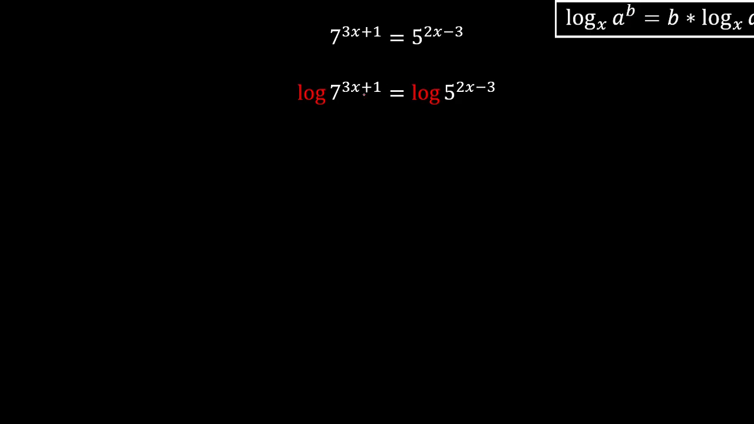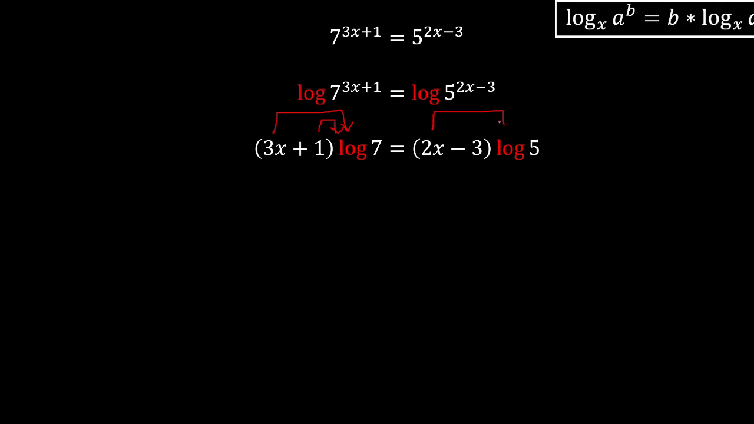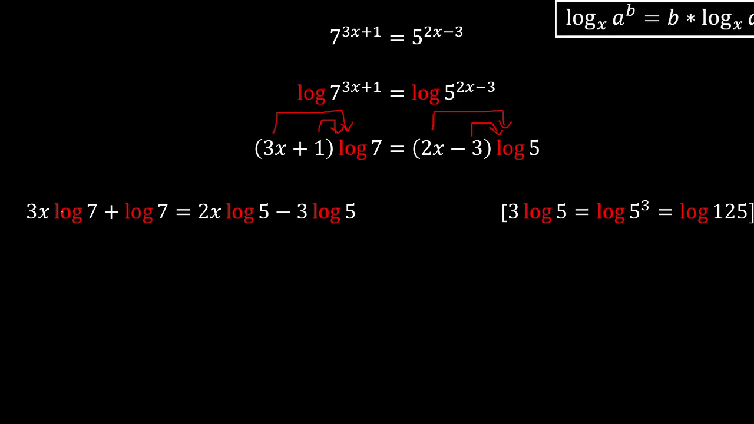And using this property right here, we can see that a is 7, b is 3x plus 1, and so we can rewrite that as 3x plus 1 times log 7. And similarly we've done that to the right hand side as well, and we get this right here. Now using the distributive property, or the FOIL method as some would like to say it, you can multiply 3x with log 7 and add that to 1 times log 7. That will be equal to 2x times log 5 plus negative 3 times log 5, and that's exactly what I've written right here. So 3x log 7 plus log 7 equals 2x log 5 minus 3 log 5.